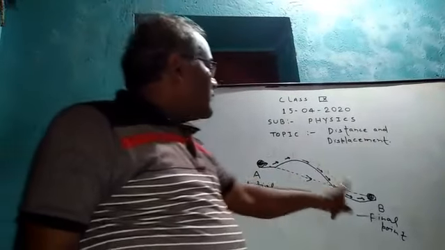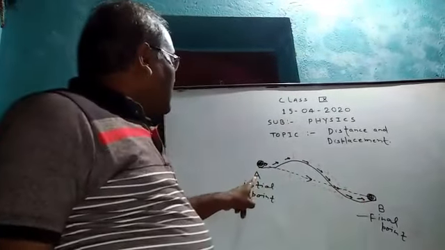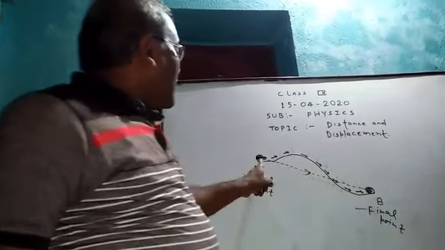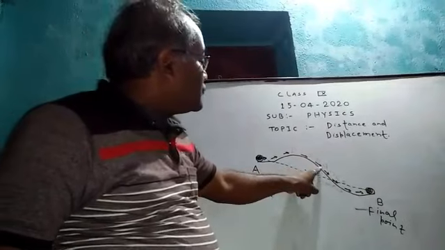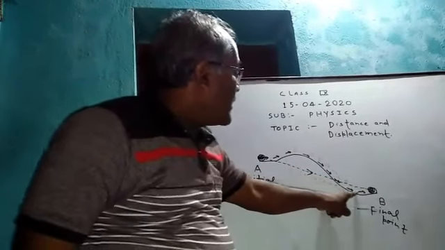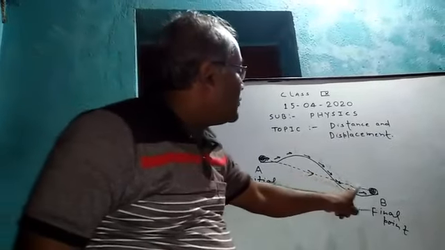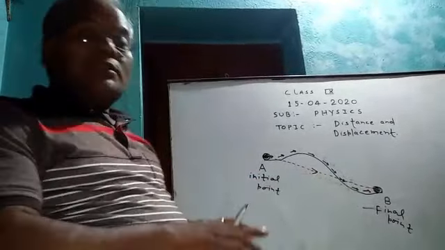And here the body starts traveling through point A and reaches point B, and so the total length of this traveling path will be called distance. But here the shortest length between 2 points will be called displacement.